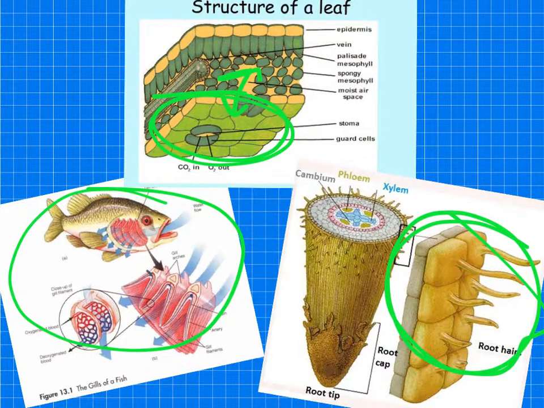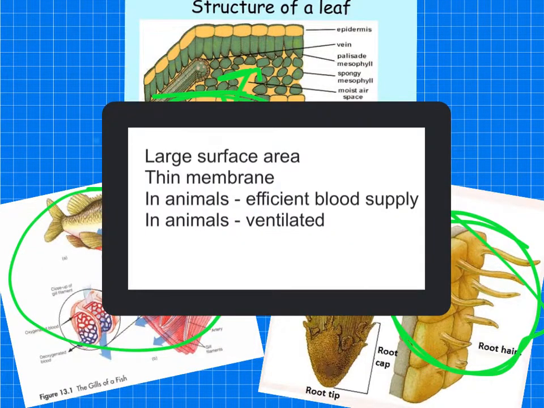So those are examples you would need to know, but they all have the main characteristics of good exchange surfaces. They have a large surface area, thin membrane, and in animals they've got an efficient blood supply, and they are ventilated. So those are four main points to remember about good gas exchange surfaces to allow efficient and rapid diffusion.